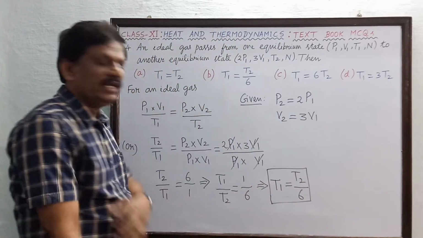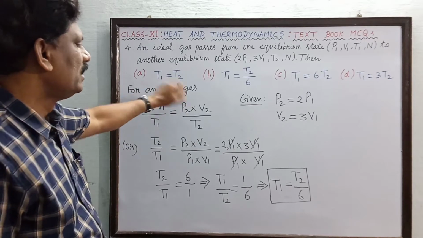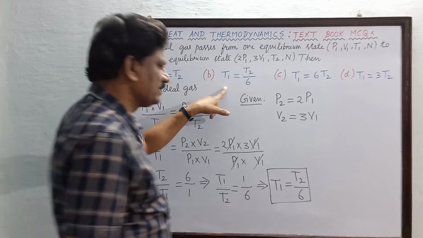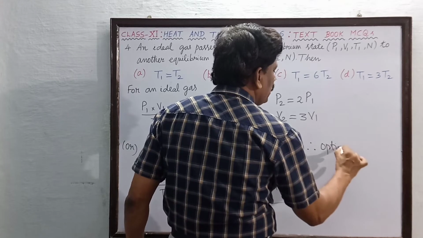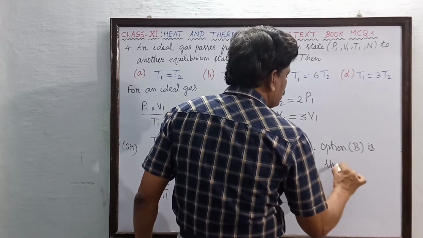So now we have found the relationship between T1 and T2. Look at what options are there. This is not it. So T1 is equal to T2 by 6. This option B is the right answer. Therefore option B is the correct answer.